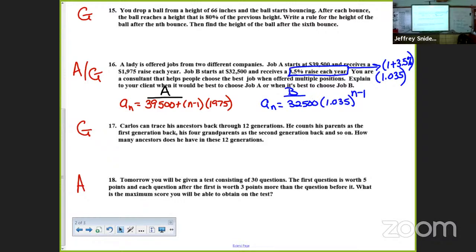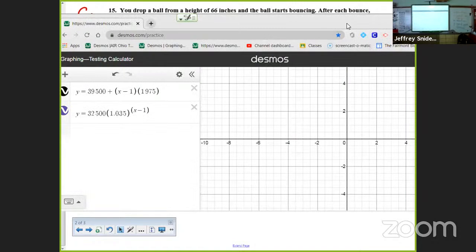Okay. Let me do this. I can see these better. I'll make that one. Okay, so here we go. These are the two things. I just typed them in there.